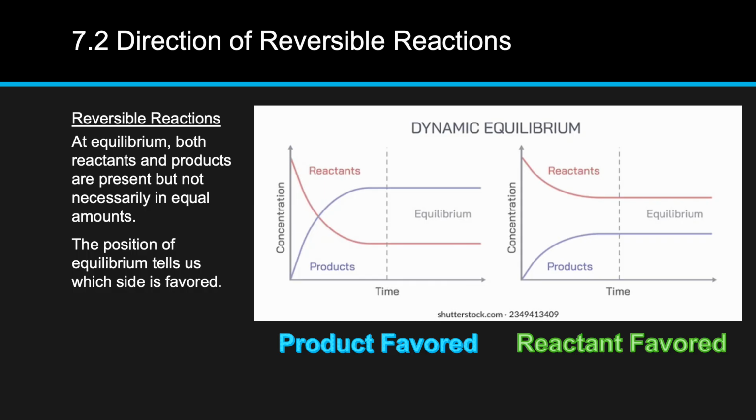So you can see in these two dynamic equilibrium graphs here with concentration versus time, in the left graph, we have our blue products having a much higher concentration than our reactants, which means at equilibrium, this one will be product favored. However, in our other graph on the right here, we can see that the reactants went down in concentration and the products went up in concentration. However, we still have a higher concentration of reactants, so this one would be reactant favored.